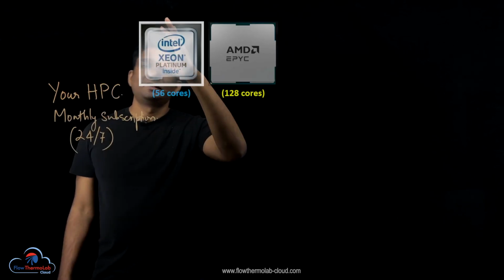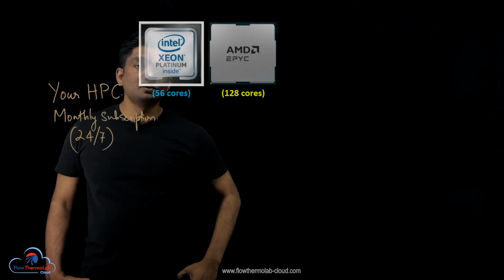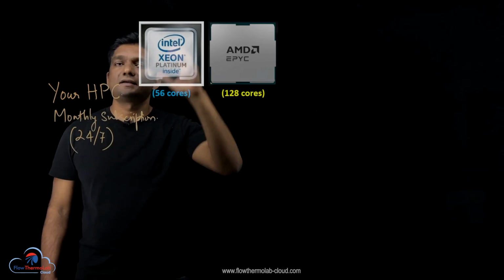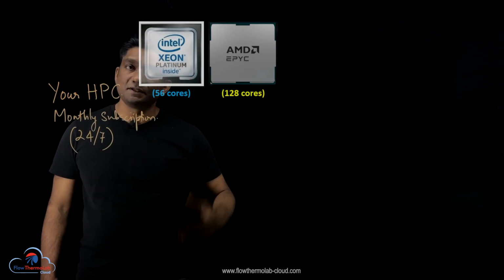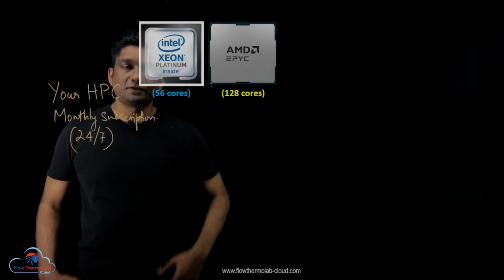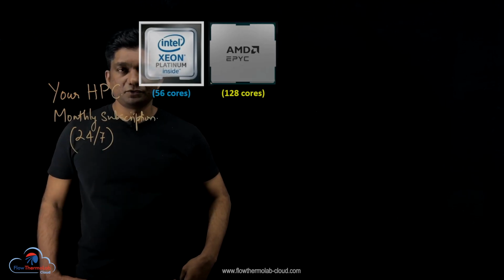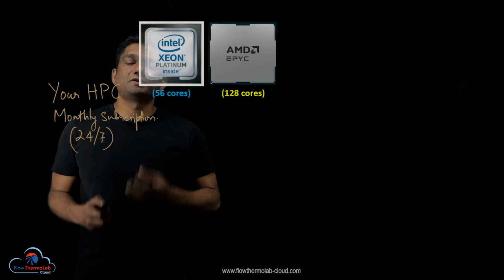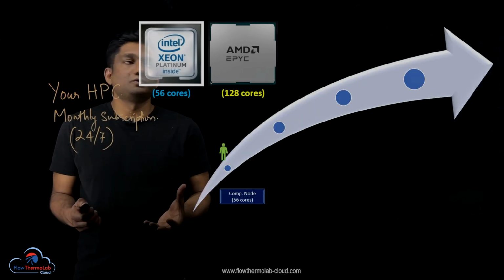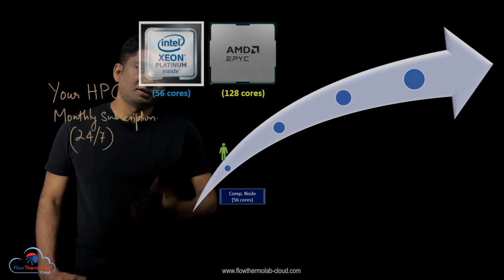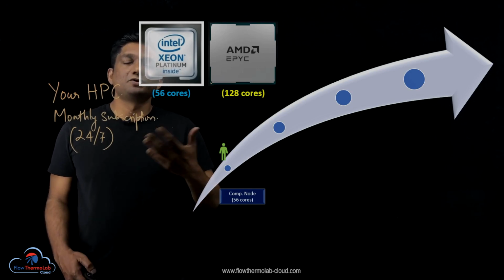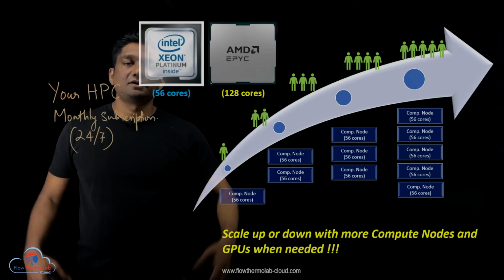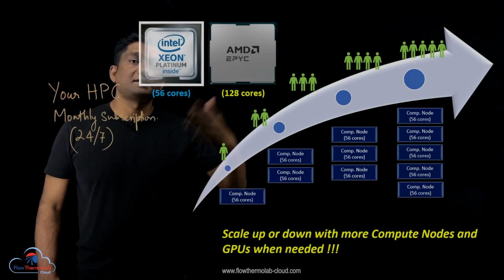At the moment we have two kinds of processors. One is the Xeon Platinum processor, and the other one is the AMD EPYC processor. You can select either of them, and also have additional GPUs if you need. You can start building an HPC with just one compute node, and based on your team size and requirement, you can keep adding and scaling it up.